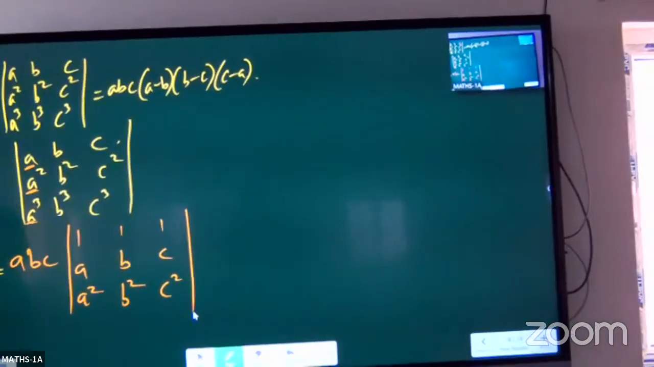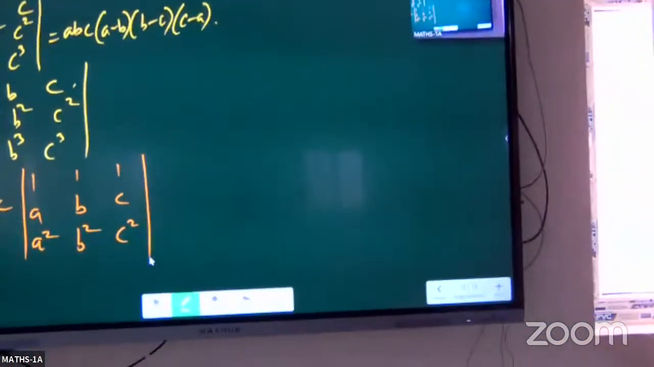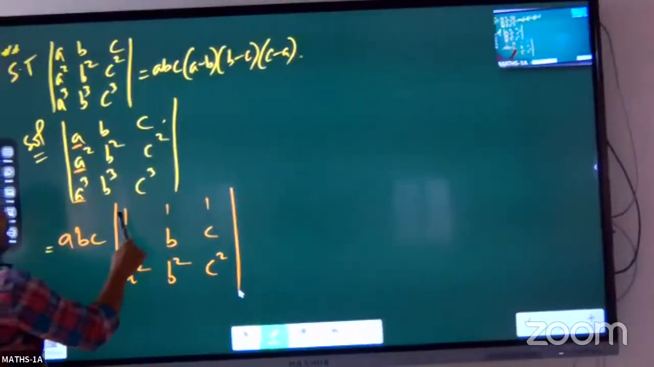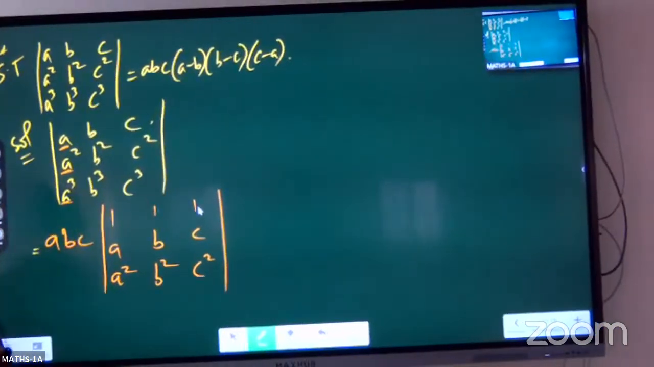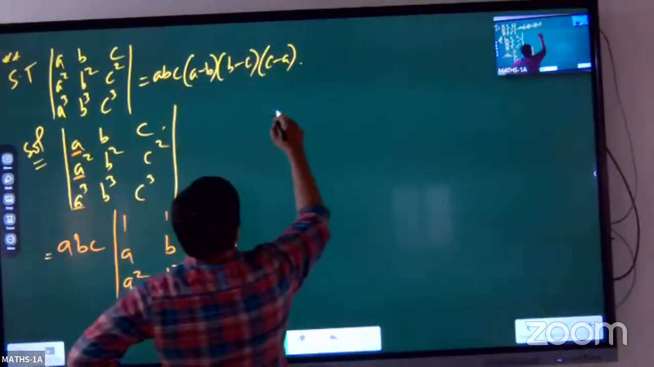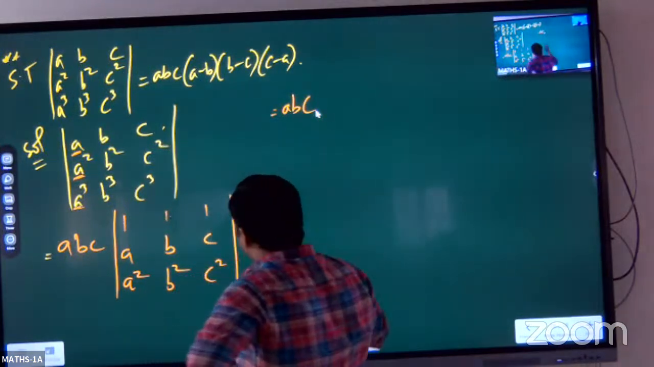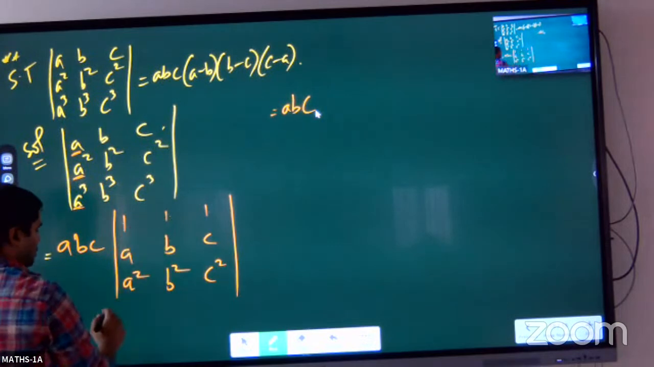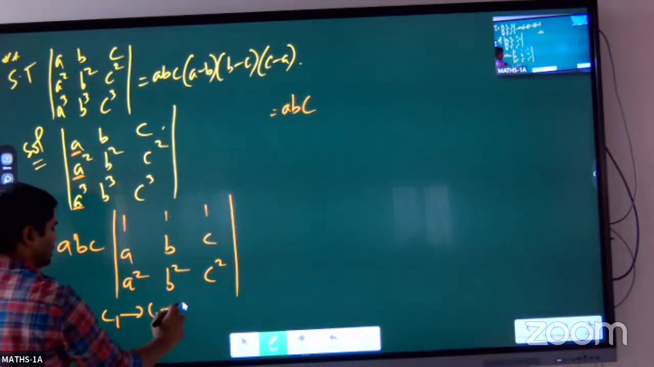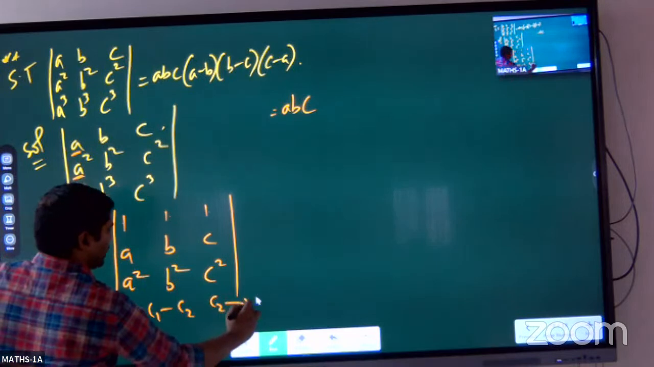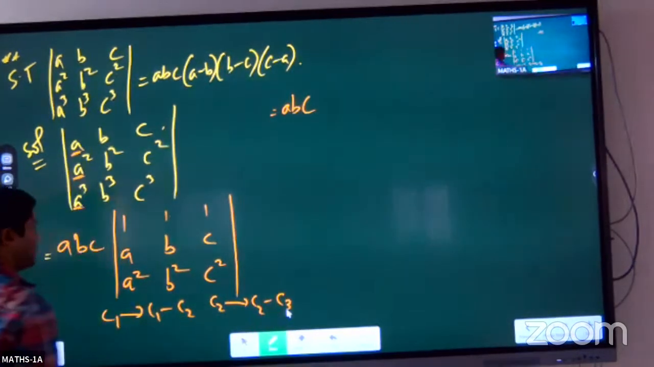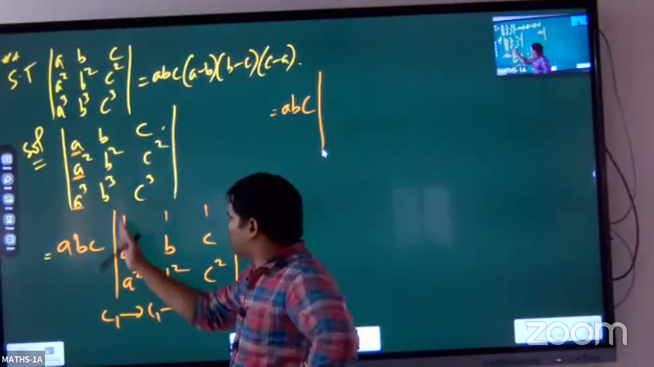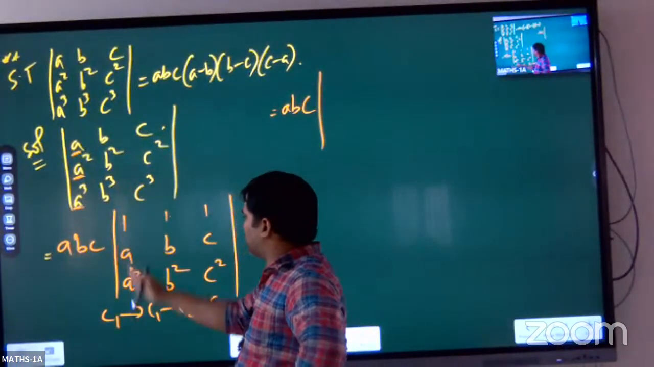Correct, no? We took ABC common. Once I take ABC common, now you got 1s in what? Row. Then I said to do column operations. So here I am writing column operations. The ones are in row. So apply column operations. C1 tends to C1 minus C2. C2 tends to C2 minus C3. Correct? So that is nothing but determinant of row column. This is your column. So one.